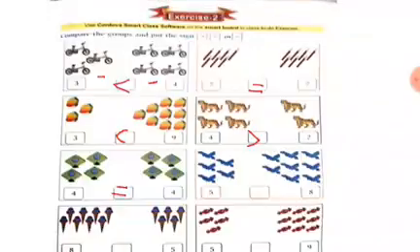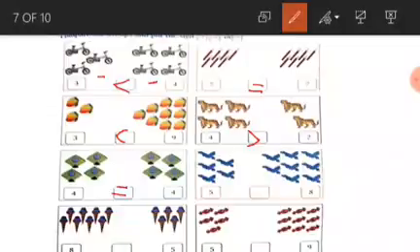Now look here. Birds are given here. On one side, how many birds are given here? 5. And on the other side, 8 birds are given here. So which one is greater? Yes, 8 is greater than 5. So we put the sign like this.